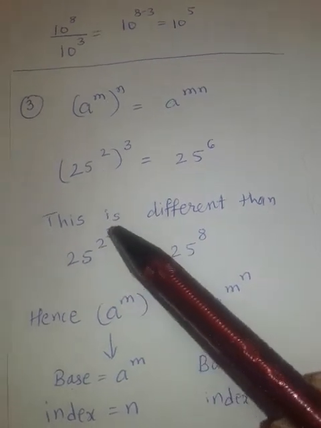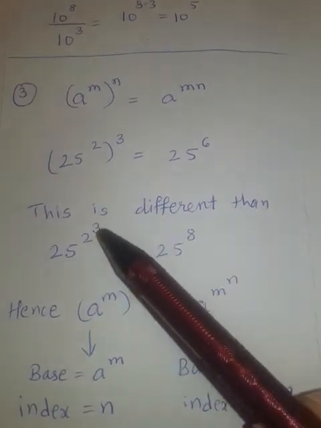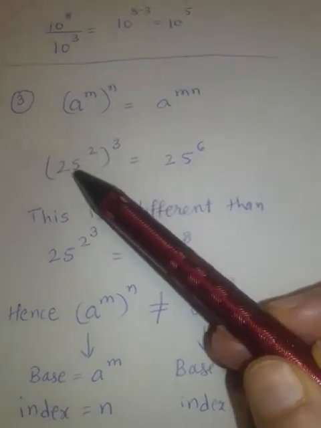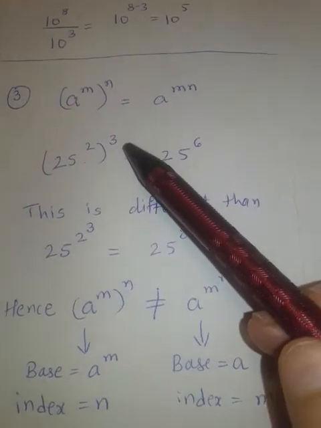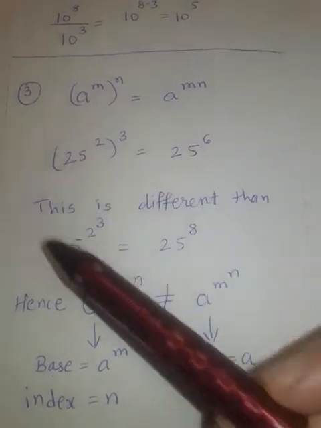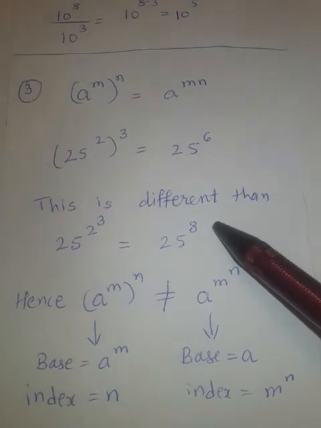2 raised to 3 is 8. Correct? 2 raised to 3 is 8. So this is 25 raised to 8. 25 square bracket raised to 3 is 25 raised to 6. But if there is no bracket, then this is 25 raised to 8.